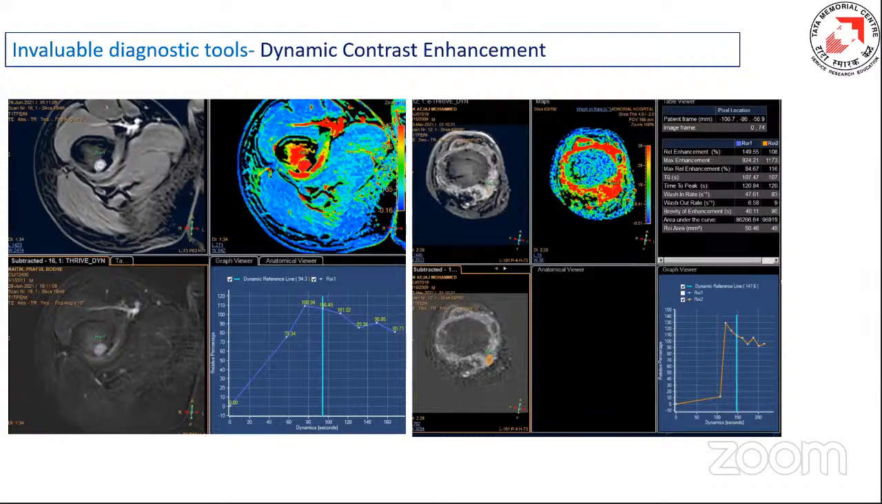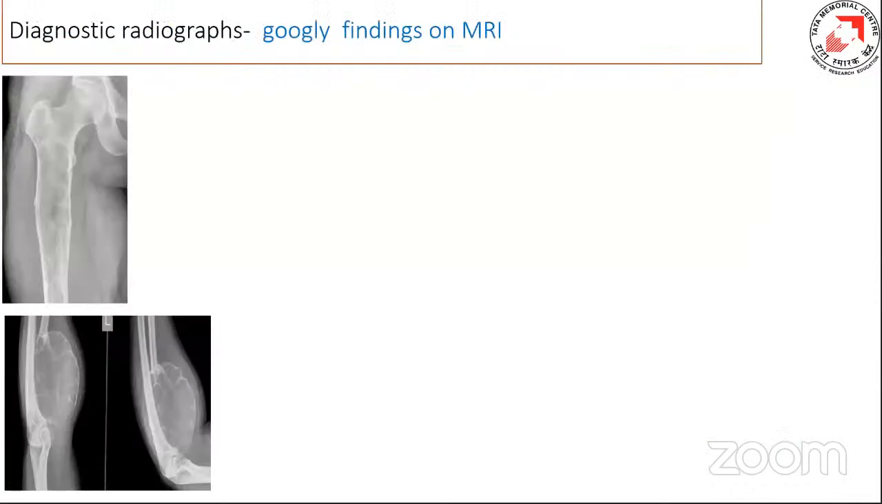Sometimes, if there's a necrotic tumor and you want to know where exactly to biopsy, these will help you. It will tell you which area has the most vascularity, or the most representative area that you can target. Next slide, please.